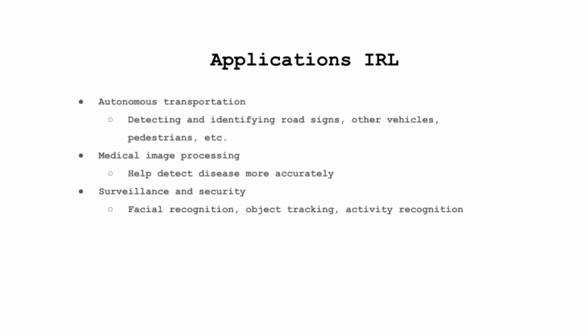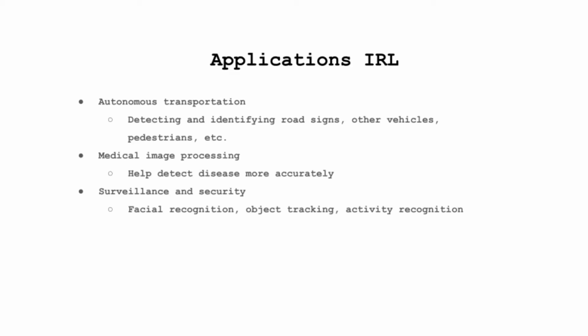Object recognition within autonomous transportation gives cars the ability to detect and identify road signs, other vehicles, pedestrians, and countless other road obstacles and tools in order to ensure the safest route and drive possible. This type of technology is already widely available within modern vehicles in the form of adaptive cruise control and lane centering steering down to a stop.